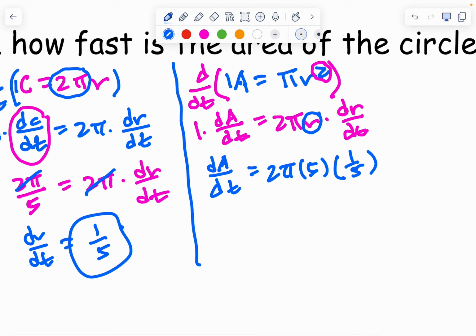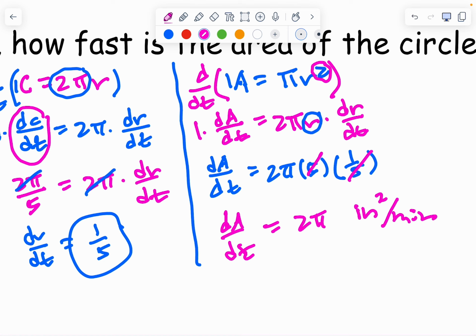1/5. Now, would a question like this be calculator worthy? Absolutely not. What happens to these two 5s? They're gone. So I know our dA over dt is equal to 2 pi, because it's the area. Am I just going to say inches? Inches square per minute. Are we good with it?